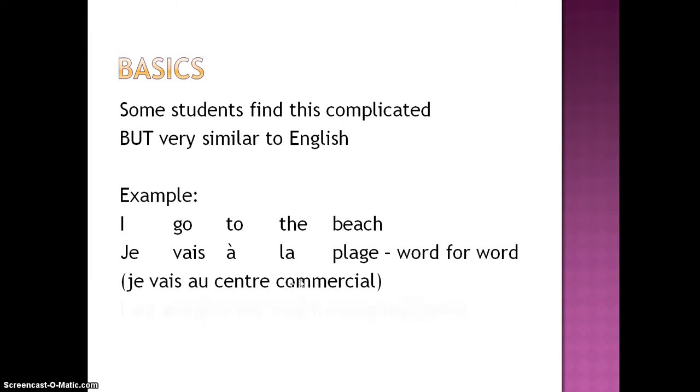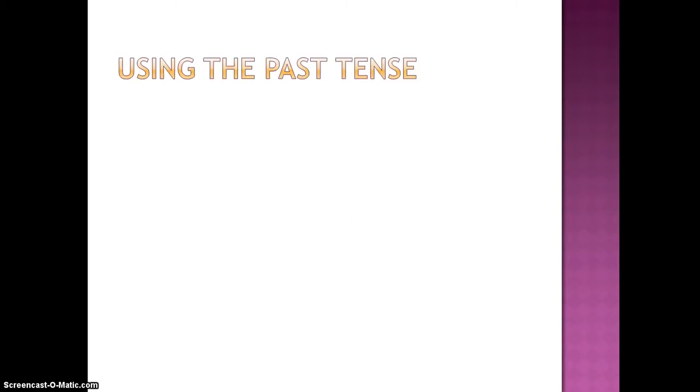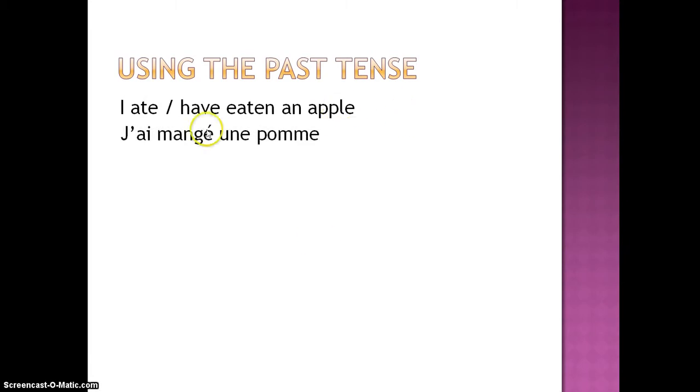Okay. We also need to know that in French, je vais can also mean I'm going, so it means I go and I am going. So we can translate both things there. And quite often it's the tenses that students don't know, which is why they sometimes find it difficult to get the sentence structure correct. When we're using the past tense in French, we use j'ai mangé for I ate and I have eaten.